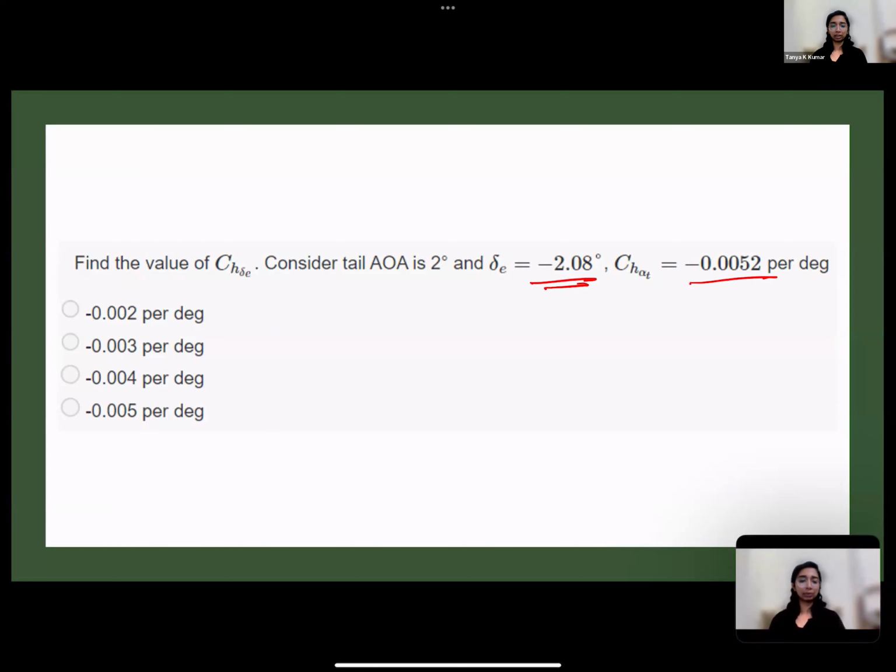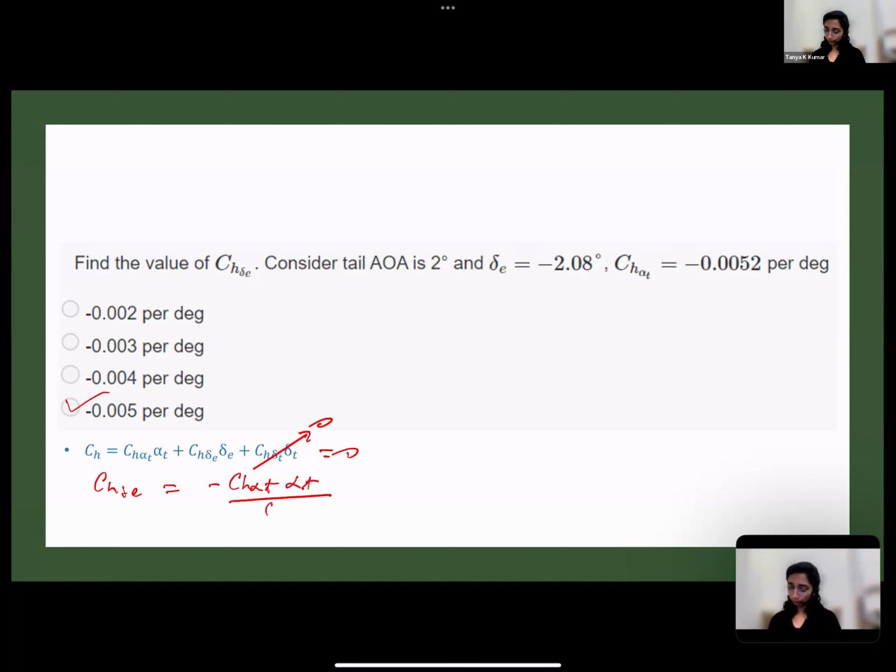Again, it's the same formula. Set it to 0. D, yes, it's 0.005 per degree. They've not given you CH delta T, so set it to 0. You have only these two terms and you have to find CH delta E. CH delta E is minus CH alpha tail into alpha tail by delta E.